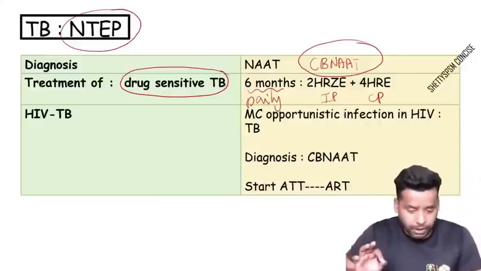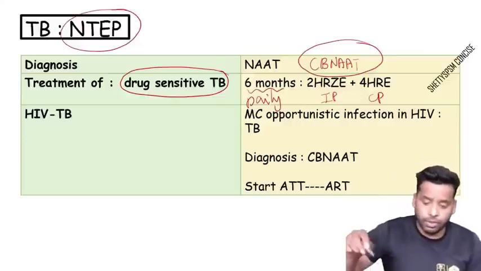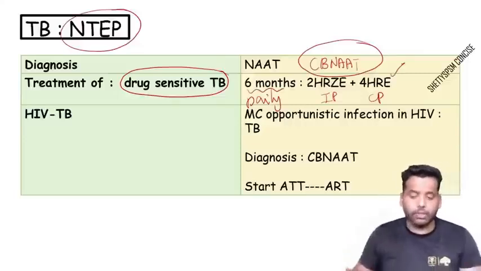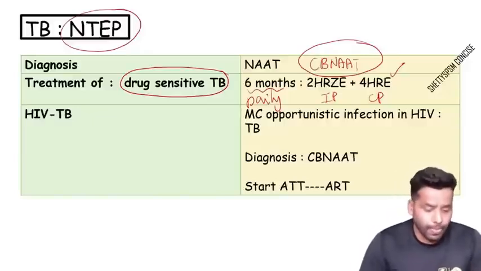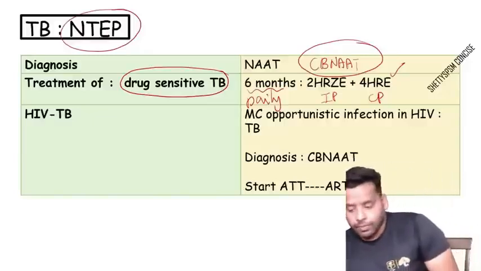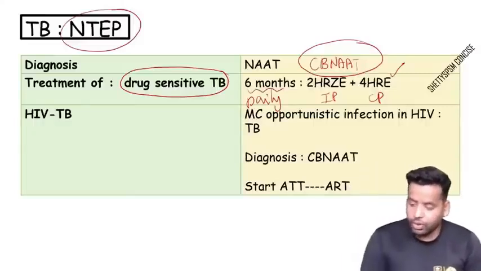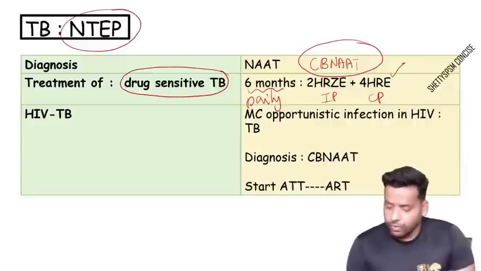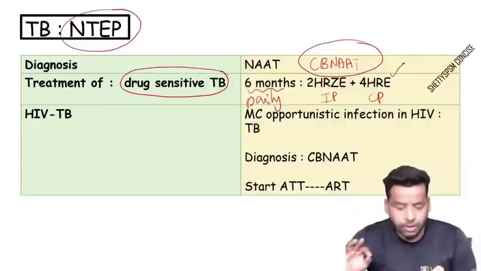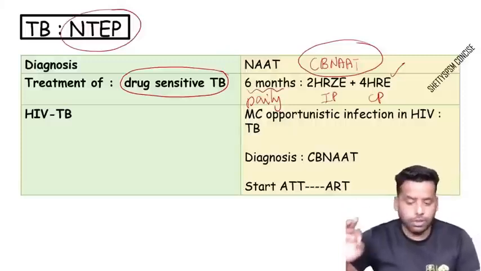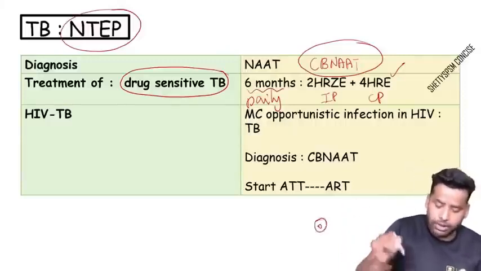See the words properly. Ethambutol is not used in continuation phase. True or false? False statement. It is used. Fixed dose combination is used. Always keep in mind, fixed dose combination. So one tablet will have all the drugs together.